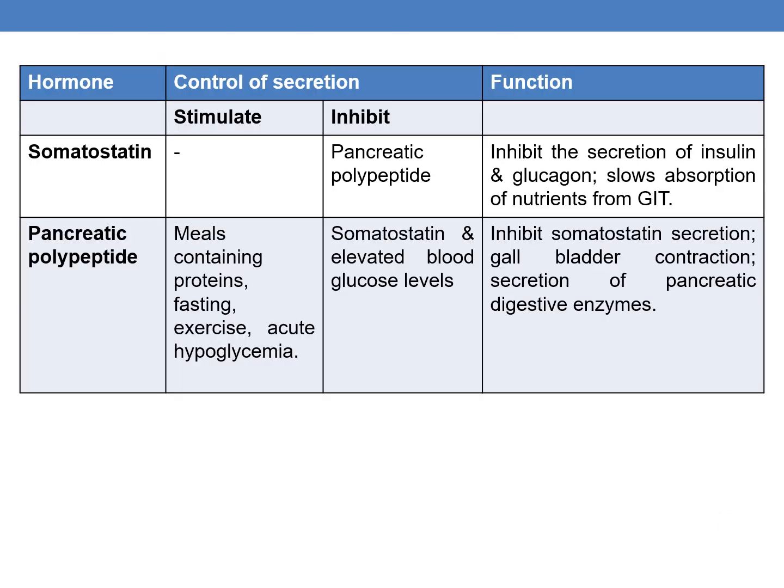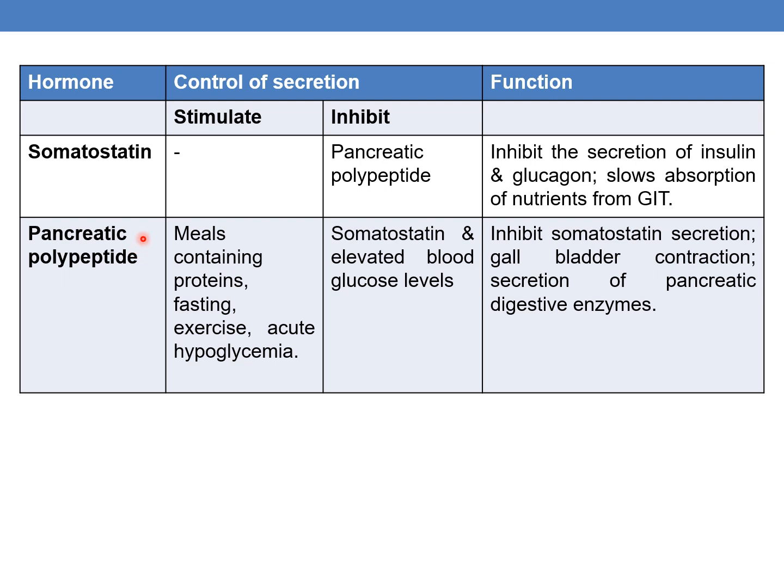Now, let us see the function of each hormone that is secreted by different cells. The first is somatostatin. Somatostatin activity is inhibited by pancreatic polypeptide. And the function of somatostatin is to inhibit the secretion of insulin and glucagon. It slows the absorption of nutrients from the GI tract.